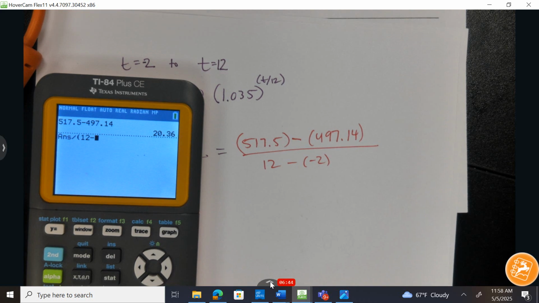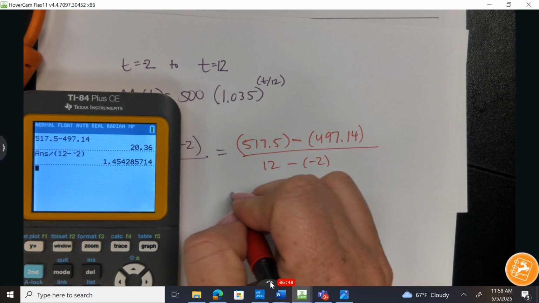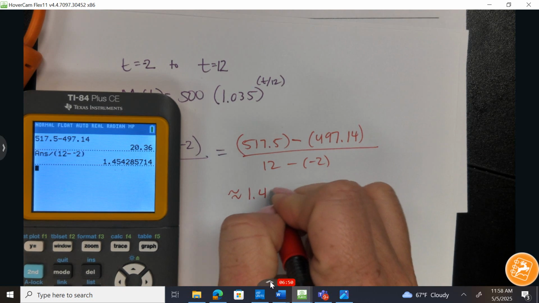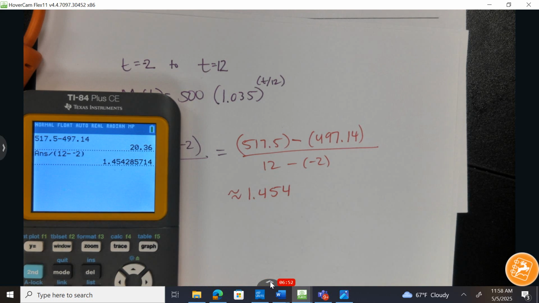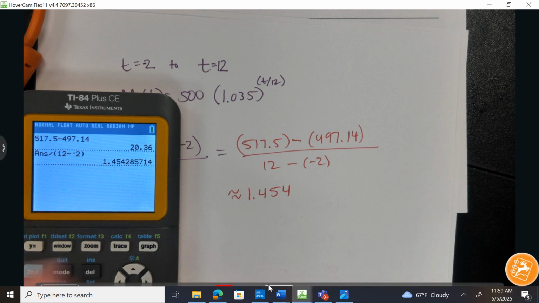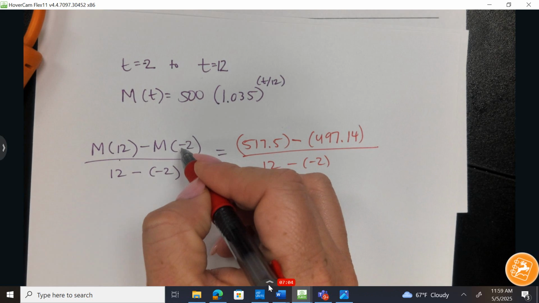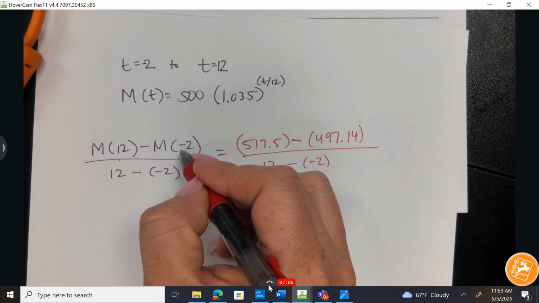And dividing here. Okay, so we have approximately 1.454 as the average rate of change, and we'll write this in just a second, the context. So before I write down my answer, what I'm thinking is this represents the amount of money the student has prior to them actually depositing it.